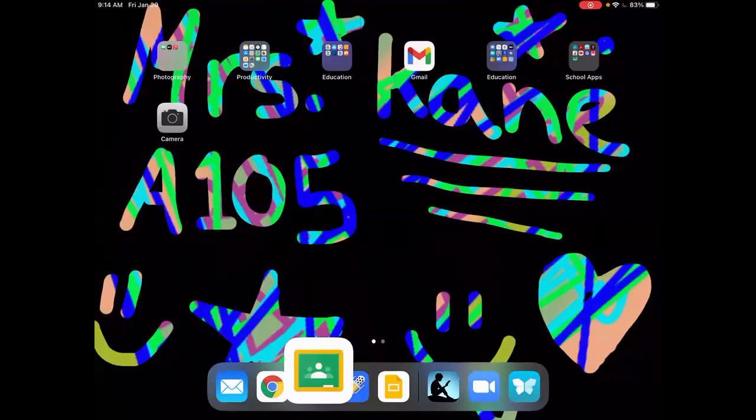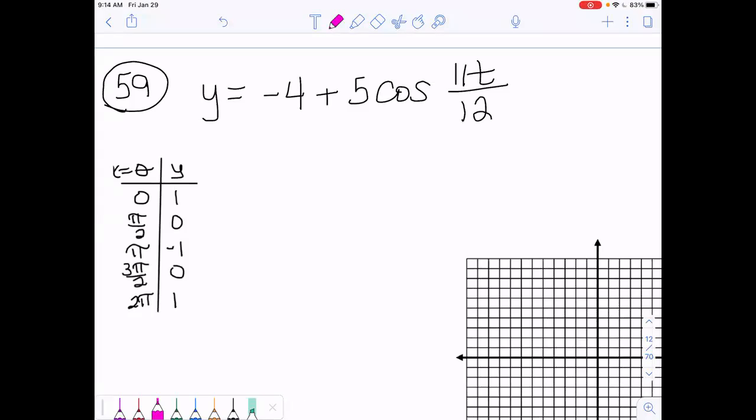But this is number 59. It's a cosine function. It has a -4 in front. And then it has +5 times the cosine. And this one ended up having a t in it instead of an x. So 5 cosine 11t over 12. And I thought this was a good one to do because what an evil fraction, 11/12. So I thought it would be a nice one for us to look at. We'll just kind of go through it, and then you have a homework problem done. You have another problem practiced, and this one's cosine instead of sine.